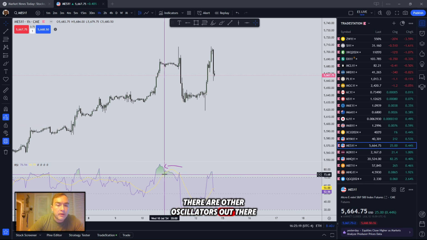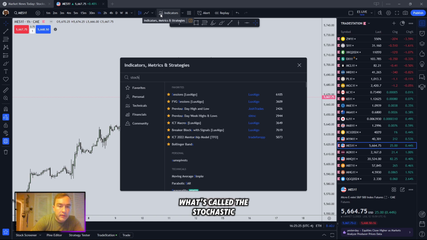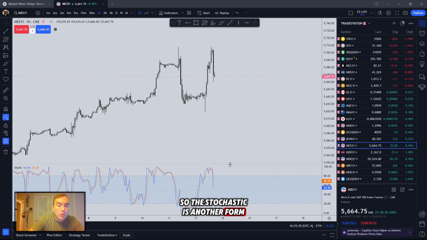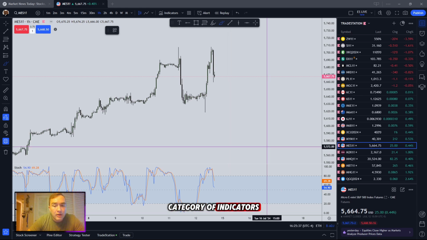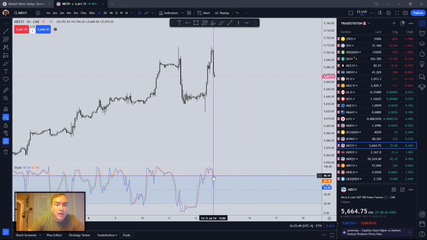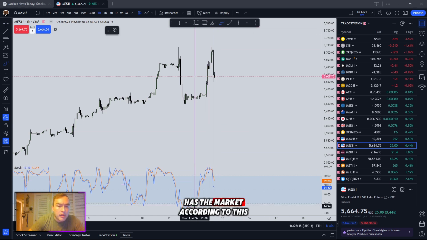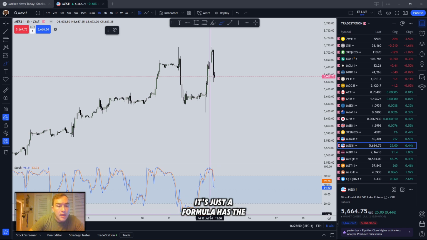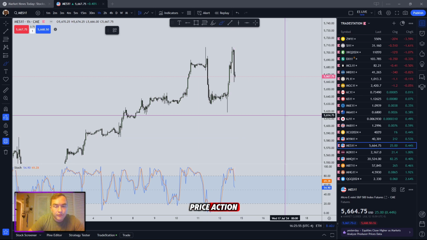There are other oscillators out there other than the Relative Strength Index. Another one is what's called the stochastic. The stochastic is another form of oscillator, an overbought, oversold oscillator. You can do more research on this; I'm just showing you the category of indicators. What it does is it takes the prior price action over time and determines, according to this mathematical model, which is just a formula, whether the market has moved too far too fast relative to its prior price action.